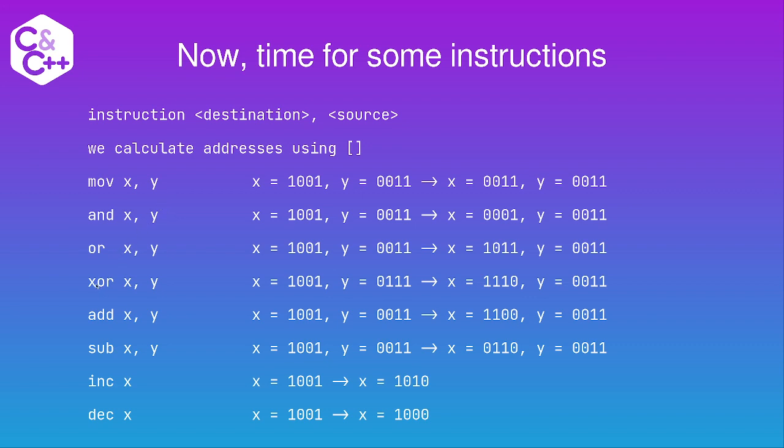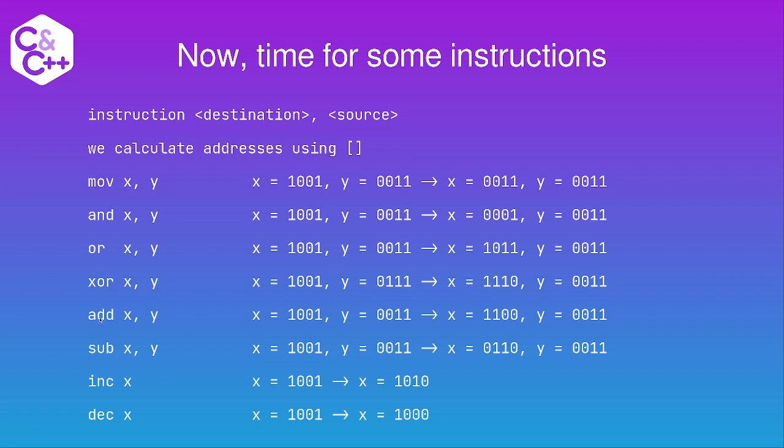There is also the XOR instruction, which basically takes x. Let's go into the same example again. If x was 1001 and y was 0111, x would become 1110, and y would stay the same. So I made a typo here. This one here should be a 1. Sorry about that.